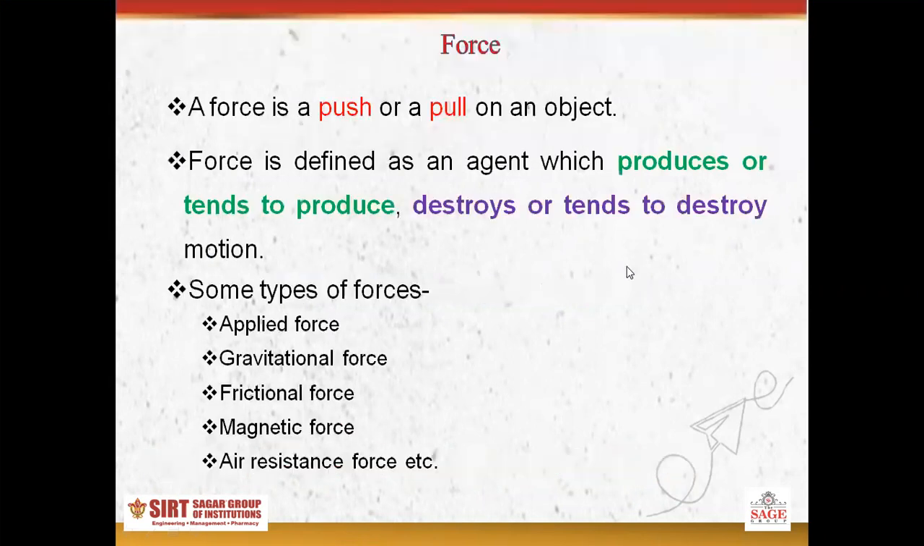First of all, we should know about the force. What is the definition of the force? A force is either a push or pull on an object, or it can be defined as an agent which produces or tends to produce, destroys or tends to destroy the motion. Some types of forces are displayed in front of you: applied force, gravitational force, magnetic force, frictional force, air resistance force, etc.